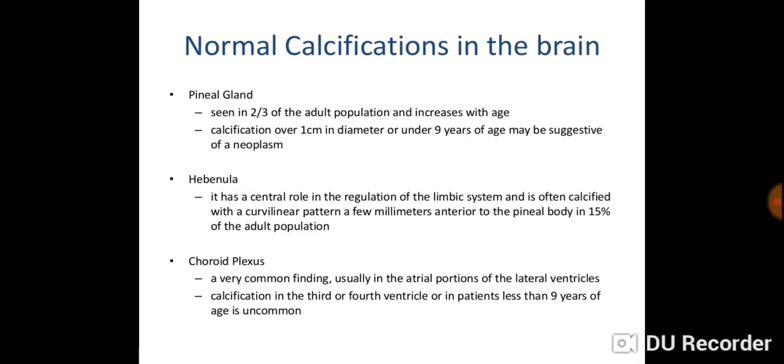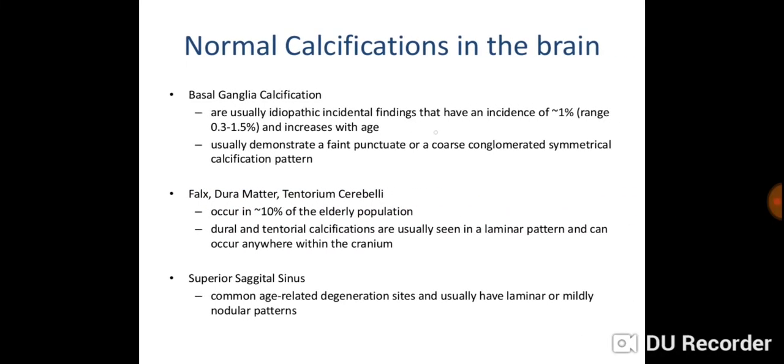Let's continue. Now this is really important. There are normal calcifications in the brain. Sometimes you see matter that is hyperdense, that is white in the brain, and it might be a bleed. That can be something else as well. The pineal gland is calcified, and calcification looks white, as we remember. It is seen in 2/3 of the population and increases with age. The habenula is part of the limbic system. It is calcified. Choroid plexus is usually calcified as well.